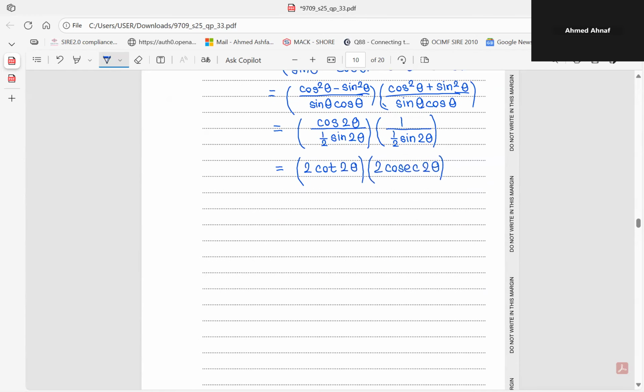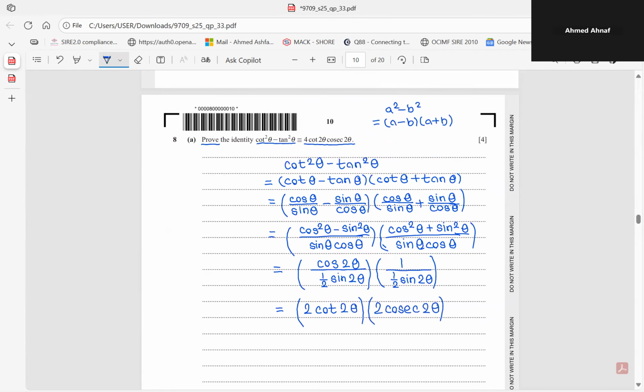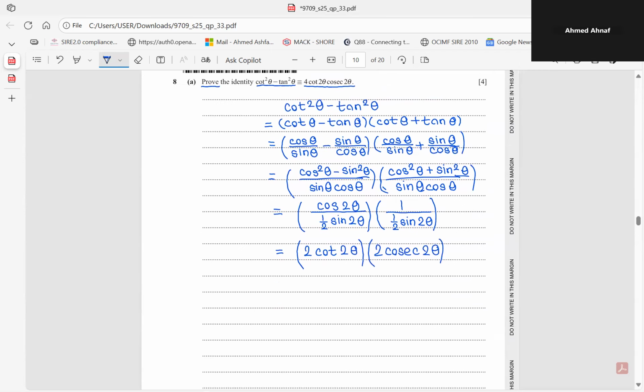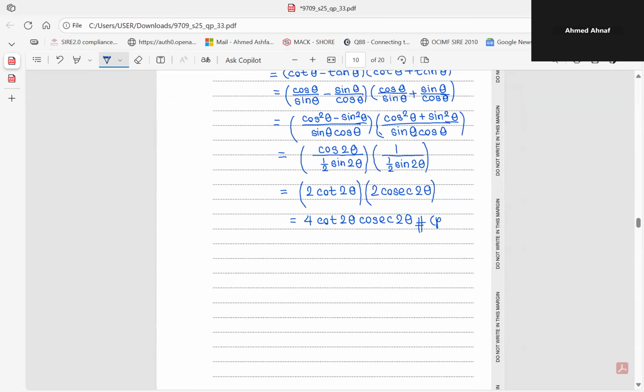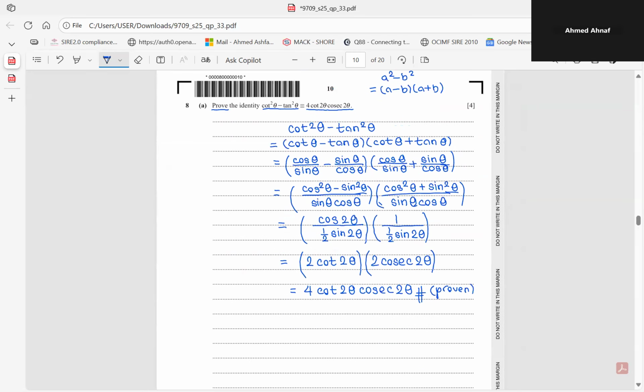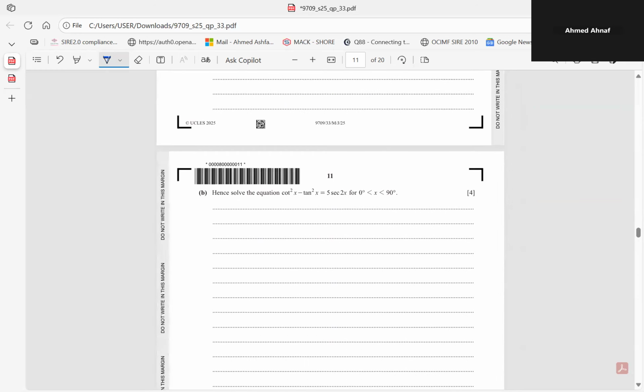Okay? Yeah, so you can see we're getting very close to this. So 2 times 2 is 4, and this is cotangent 2 theta, cosecant 2 theta. So this is our final answer, and we should write proven since the result is already given. So yeah, we can now head on to the next part.